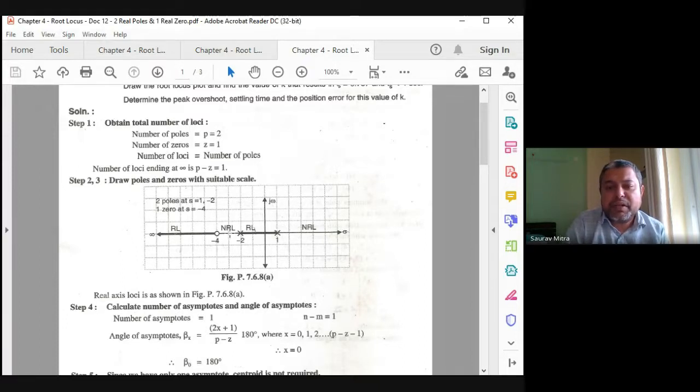So any point where you find an even number of poles and zeros on the right side, that point is not on the root locus. That means you won't have to draw the real axis root locus there. So any point between -2 and -4, yesterday's numerical also, I was stressing this point. Many people did not understand. It's good that you ask this, and I'm happy to explain. Anybody still having doubt, you can ask me.